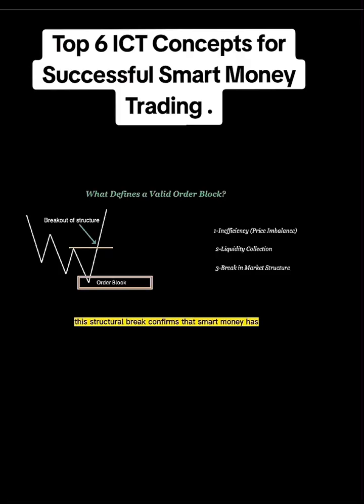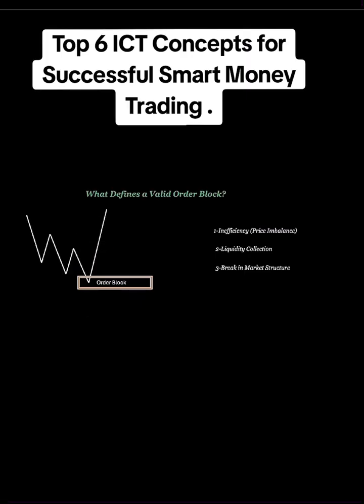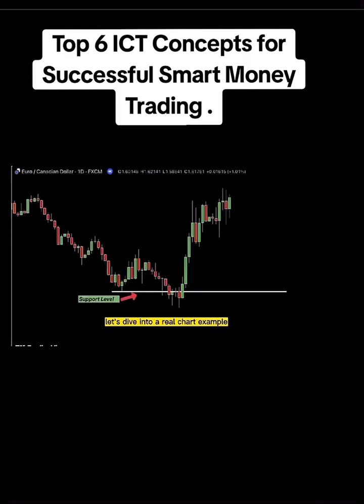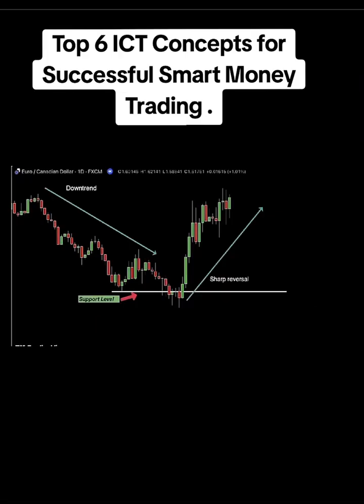This structural break confirms that smart money has participated in the move, reinforcing the significance of the order block for future price action. Let's dive into a real chart example to help you understand how a bullish order block forms and how you can use it in your trading. In this example, the market had been trending downward, creating lower highs and lower lows, indicating a bearish trend. However, as the price approached a key support level, we notice a sharp price reversal. This reversal creates the foundation of our bullish order block.